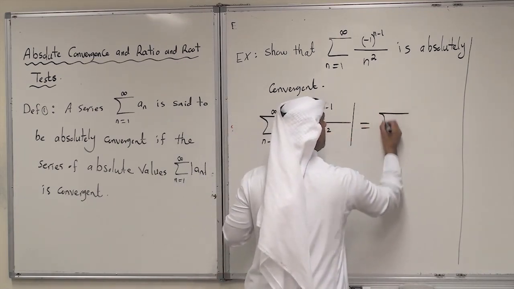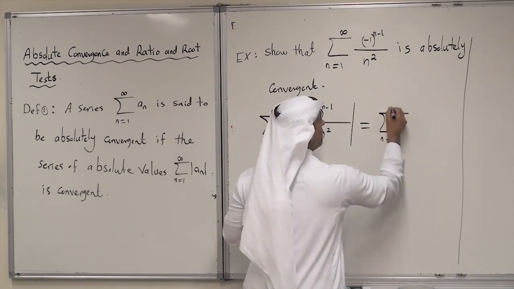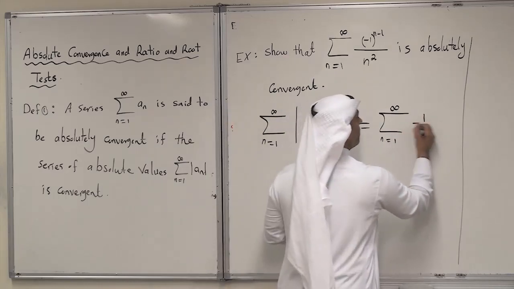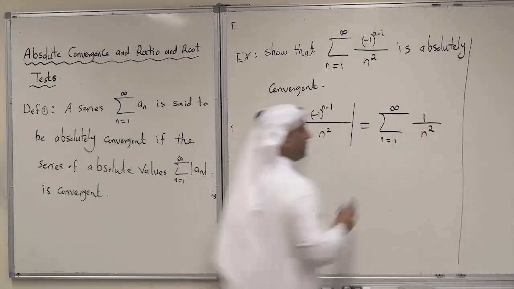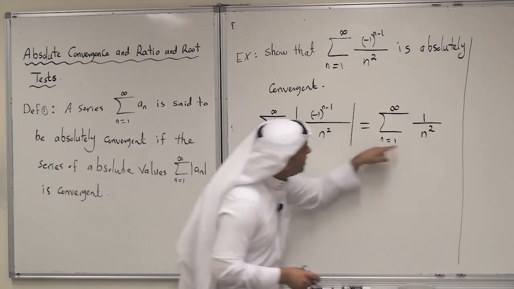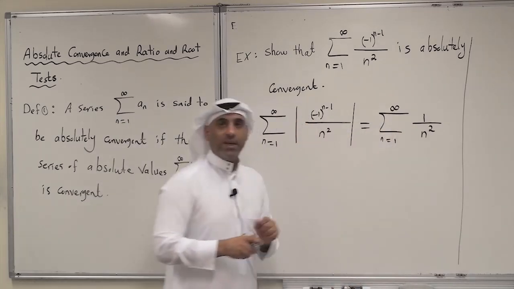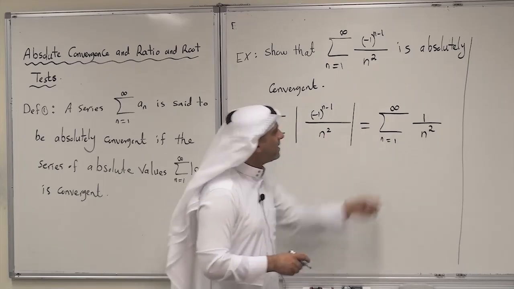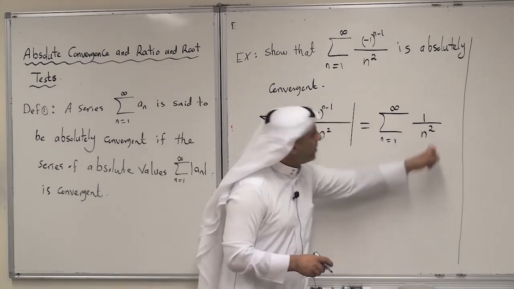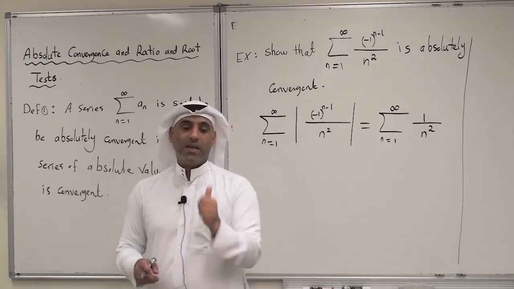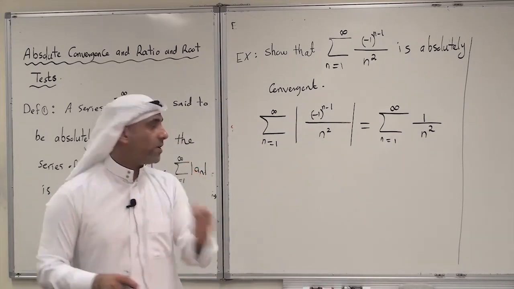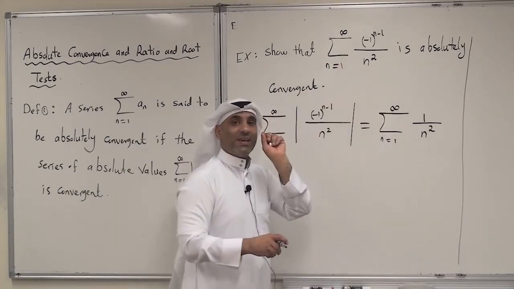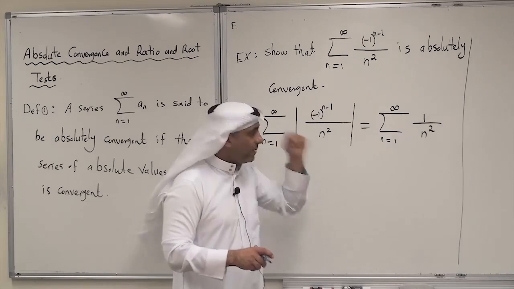And clearly this will give me the series n equal to 1 up to infinity. Of course, the minus sign with the absolute value will be gone, so this will be 1 over n squared. Now, what can we say about the new series obtained here? The new series is one of the famous series we treated before by the integral test. This is called a p-series with p equal to 2, which is greater than 1. So this new series is convergent. Because this new series is convergent, the original series is absolutely convergent.